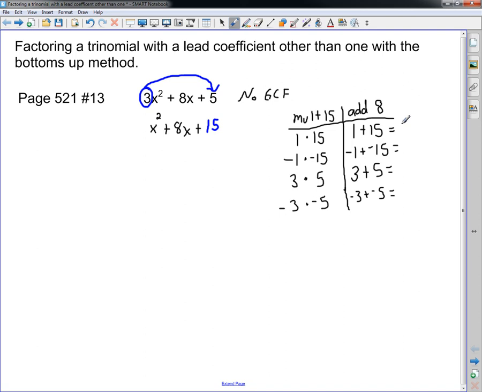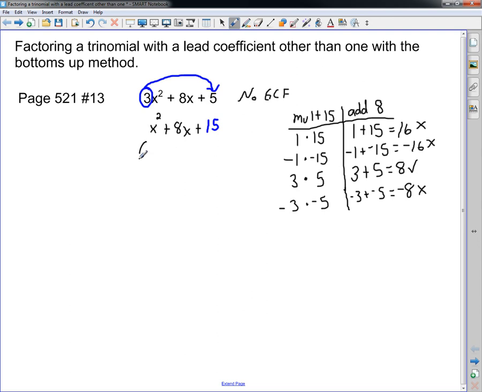1 plus 15 is 16. That's not 8, so that's not our combination. Negative 1 plus negative 15, negative 16, not our combination. 3 plus 5 gives me 8. That's what I was looking for. I can check the last one, negative 3 plus negative 5 gives me negative 8. There's only going to be one combination that works, so once you find it, you can be done.